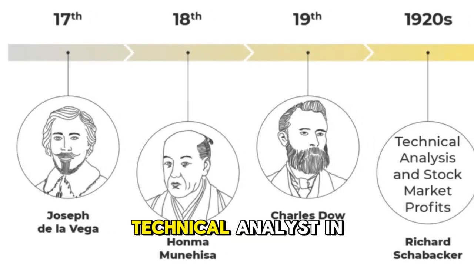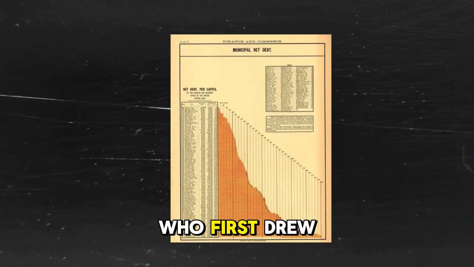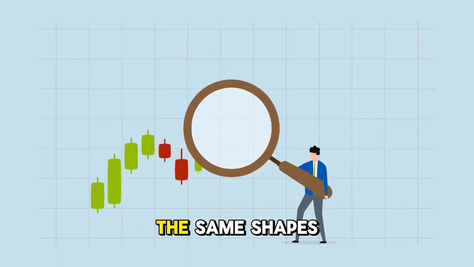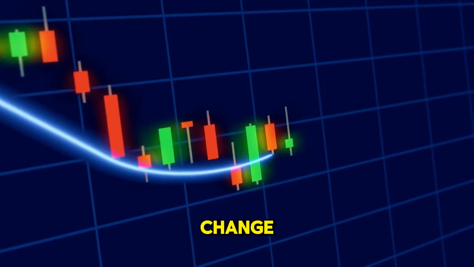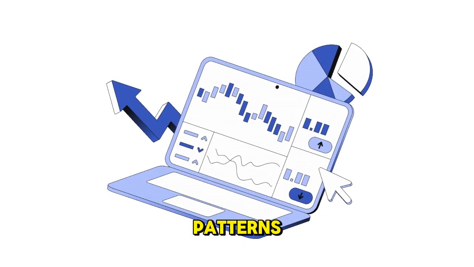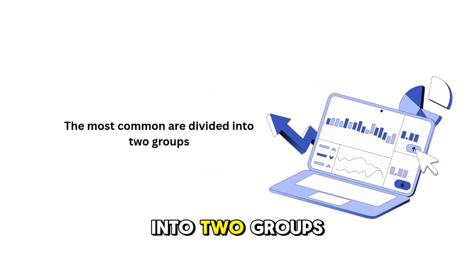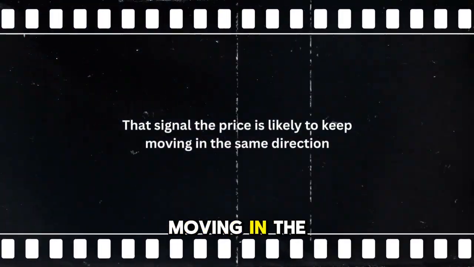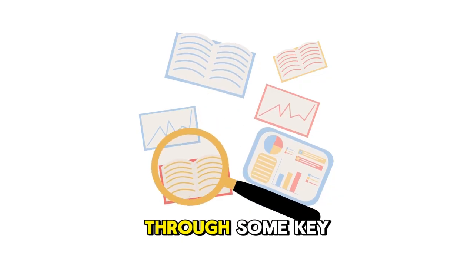From the early technical analysts in the 19th century who first drew price charts by hand to modern, AI-driven trading systems that still use the same shapes, because while markets change, human behavior often repeats itself, and this repetition shows up in patterns. The most common are divided into two groups: continuation patterns that signal the price is likely to keep moving in the same direction, and reversal patterns that show a possible change. So let's go through some key ones.